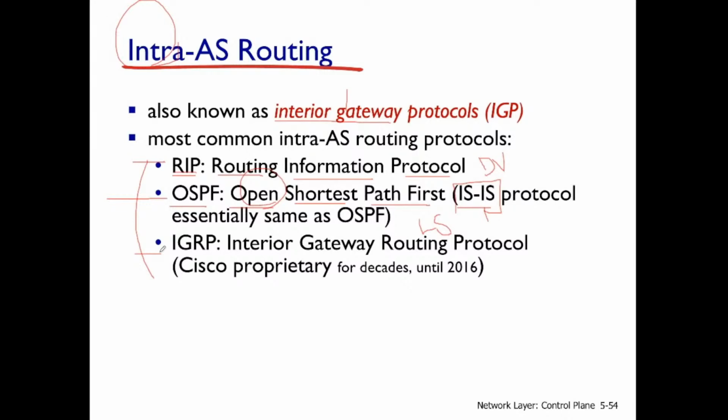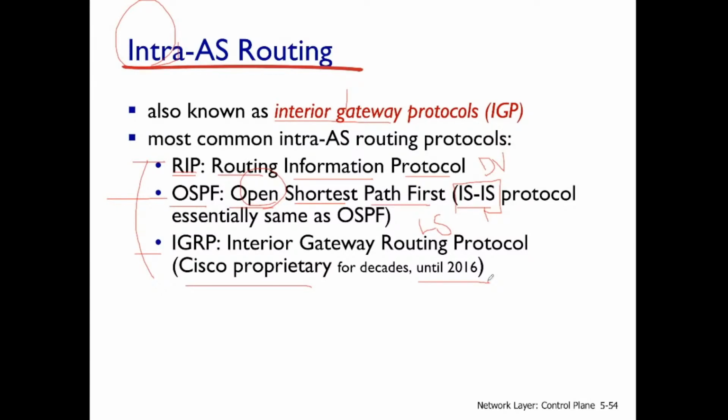Third one is called IGRP, Interior Gateway Routing Protocol. Now, this one is completely closed. It's Cisco proprietary. It came with these Cisco routers, but it was only maintained until 2016, and obsolete afterwards. The reason for that is that Cisco is also beginning to embrace the idea of software-defined networking. So if you recall, in software-defined networking, routing is all done in the remote controller on powerful machines.